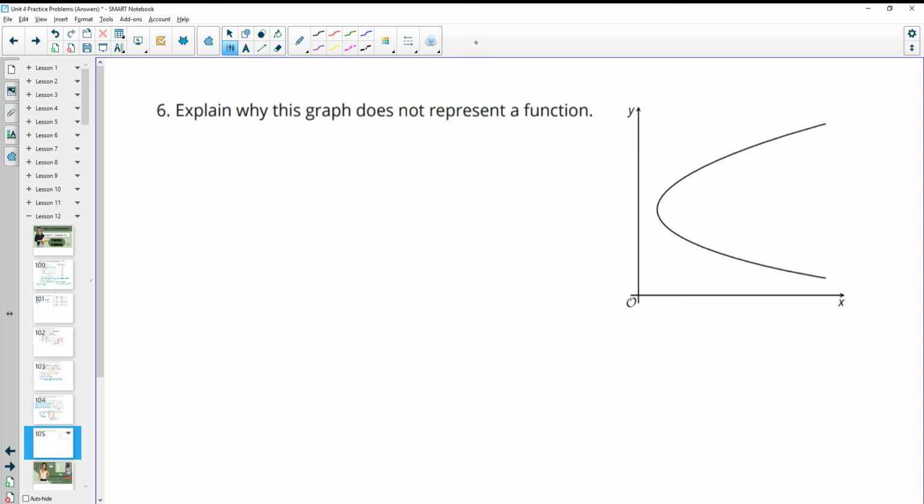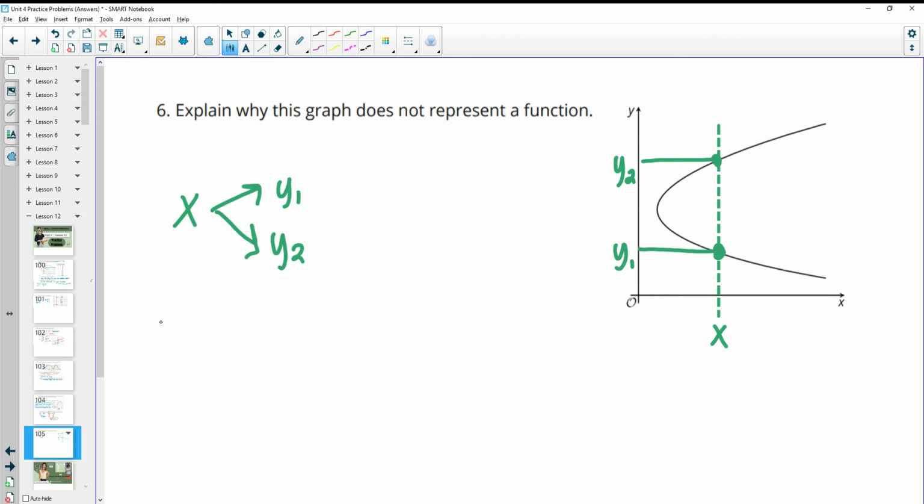Number 6, explain why this graph does not represent a function. So you can draw this vertical line to represent some x value. So we know that this x value has 2 different outputs, right? It has this y value as an output, and it has this y value as an output. So x is mapping to 2 different y values, so that means it's not a function.